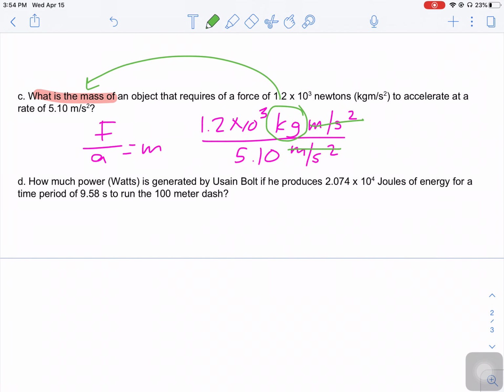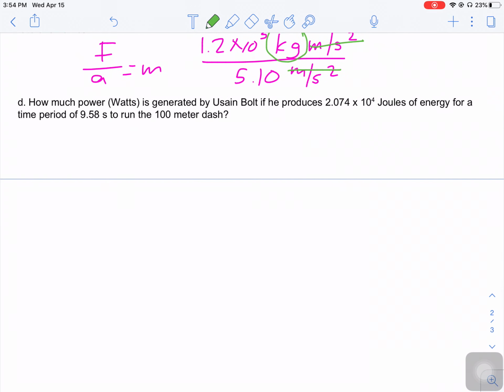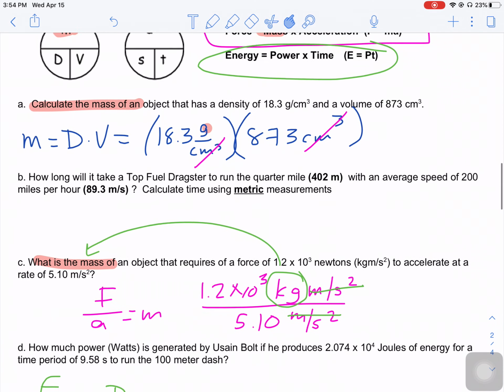All right, final one for the day, guys. How much power is generated? So I have to look up here, and I only see one equation for power, and energy is equal to power times time. So if I rearrange this equation, energy over time is equal to power. Okay, let me just go back, double check my work. Energy divided by time is equal to power.